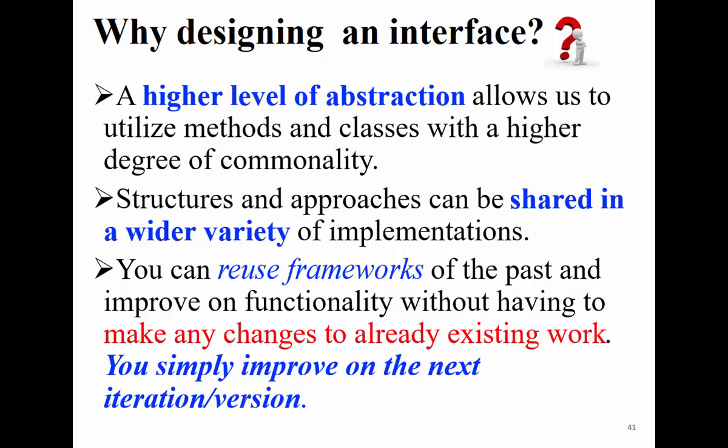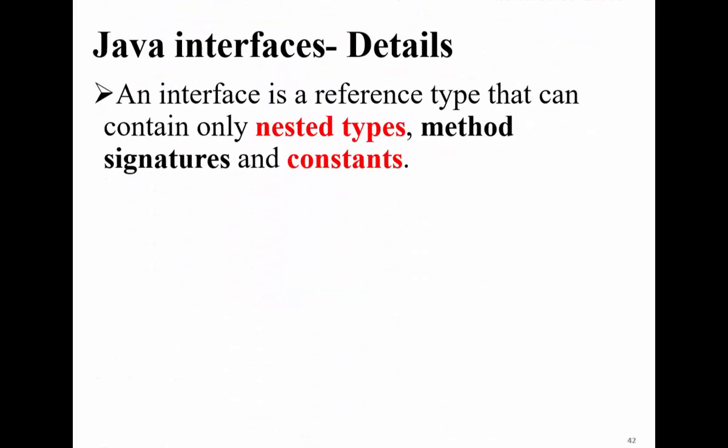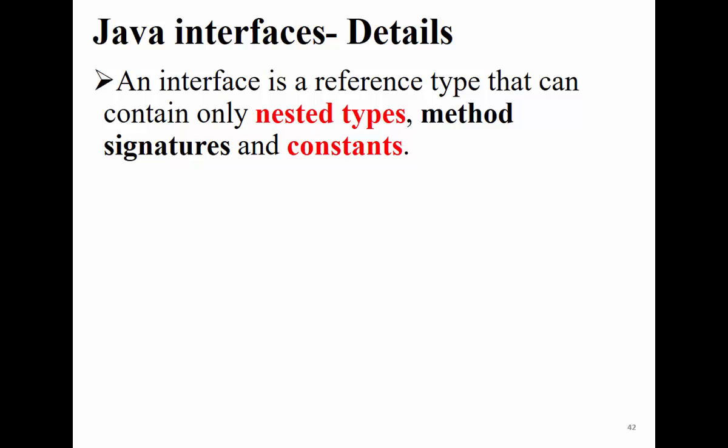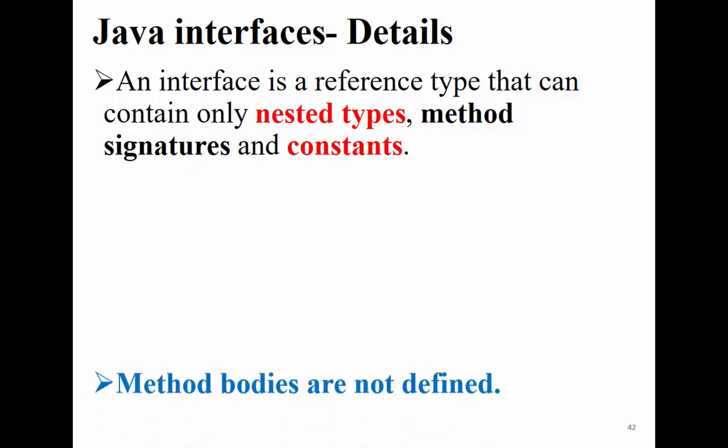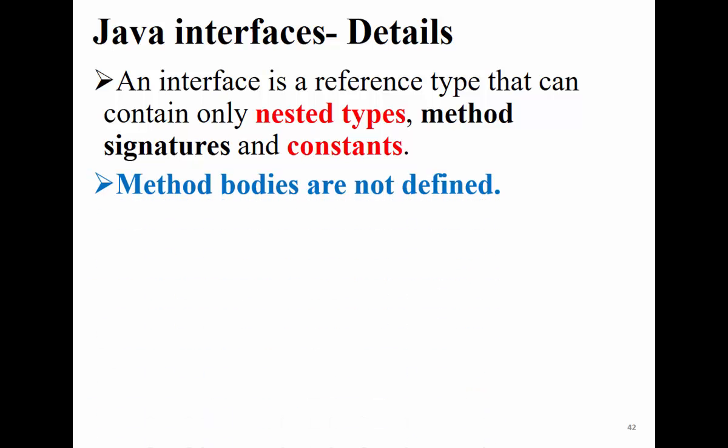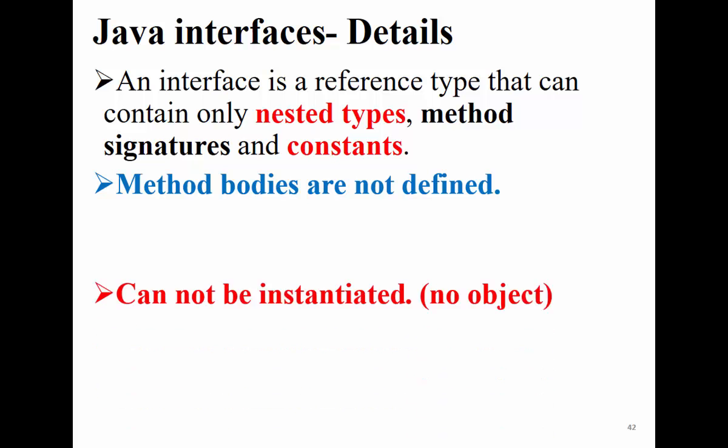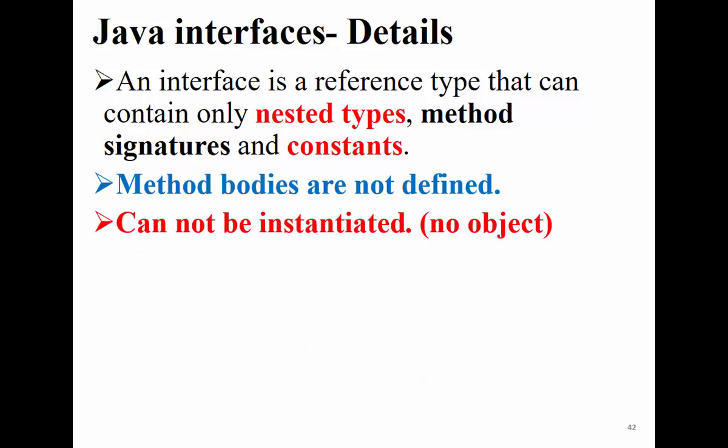And reusability. Sometimes I share the interface only in a single position, in a single file, and it will affect all the people implementing this interface, which allows us to create another version of the interface easily. Now, in detail, the interface is a reference type that can contain only nested types, method signatures, and constants. Okay? So method bodies are not defined inside the interface. You cannot create an object from an interface.